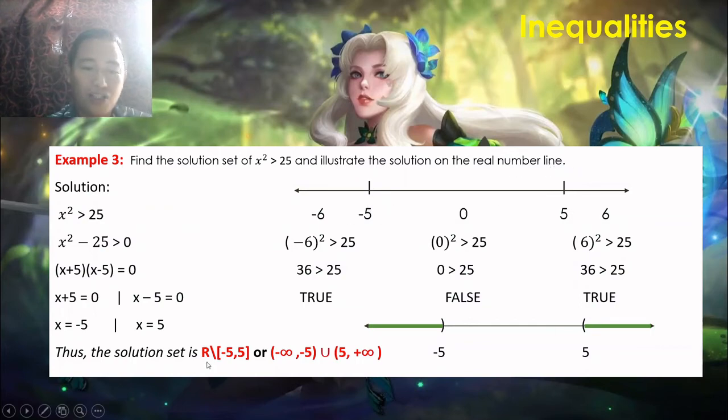Okay, so this is what remains: from negative 5 with a parenthesis to negative infinity, and then 5 to positive infinity. So plotting it on the graph, class: negative 5 going toward negative infinity, then 5 to positive infinity. Okay?